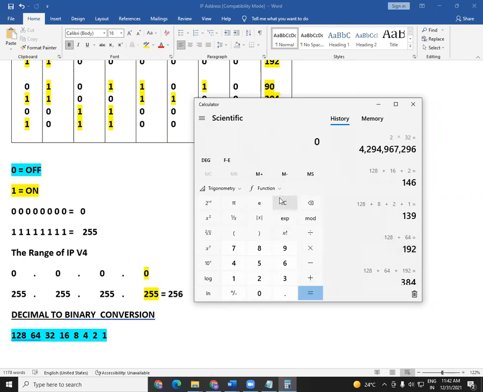Okay, I'll come again. 256 multiply by 256 multiply by 256 multiply by 256. So why am I taking 256 four times? Because there are 4 octets, right?